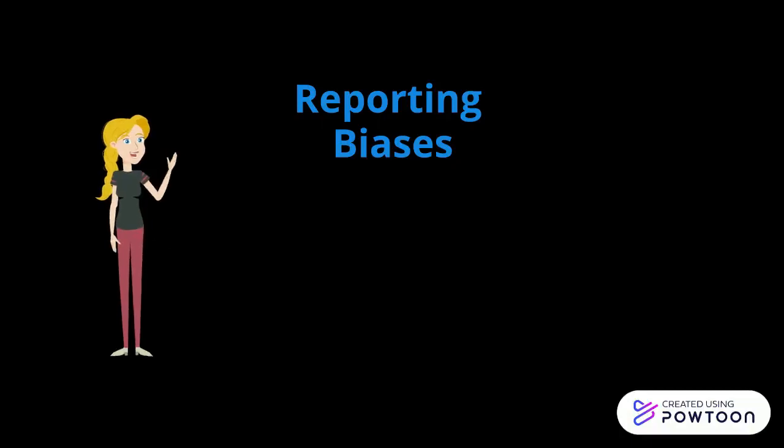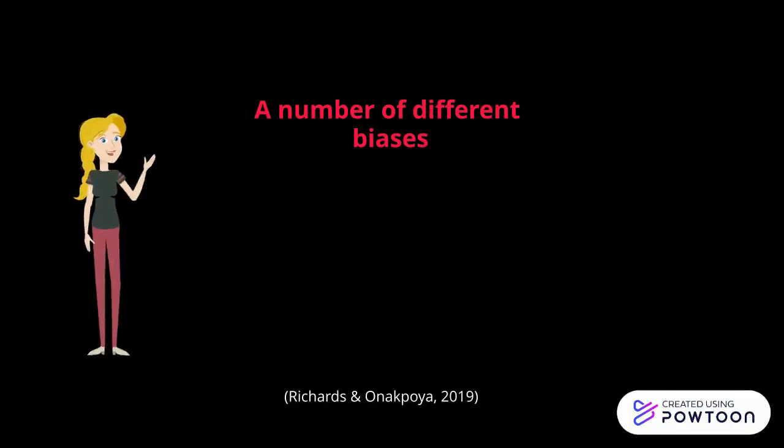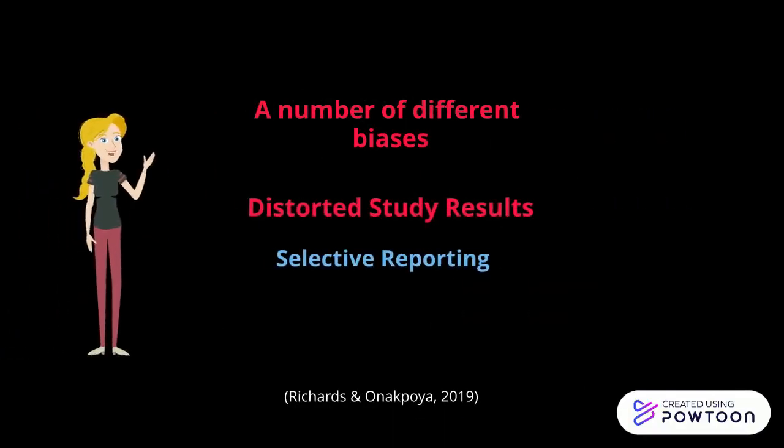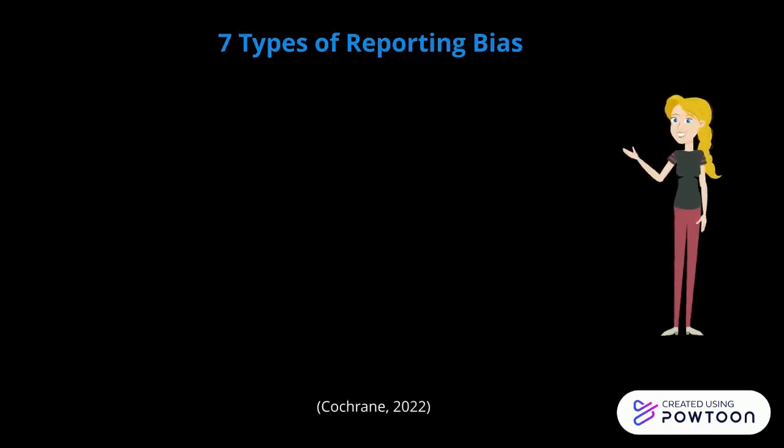In this video, I'm going to be talking about reporting biases. So what are reporting biases? This is a term that describes a number of biases that distort the results of a study. There are 7 types of reporting biases.